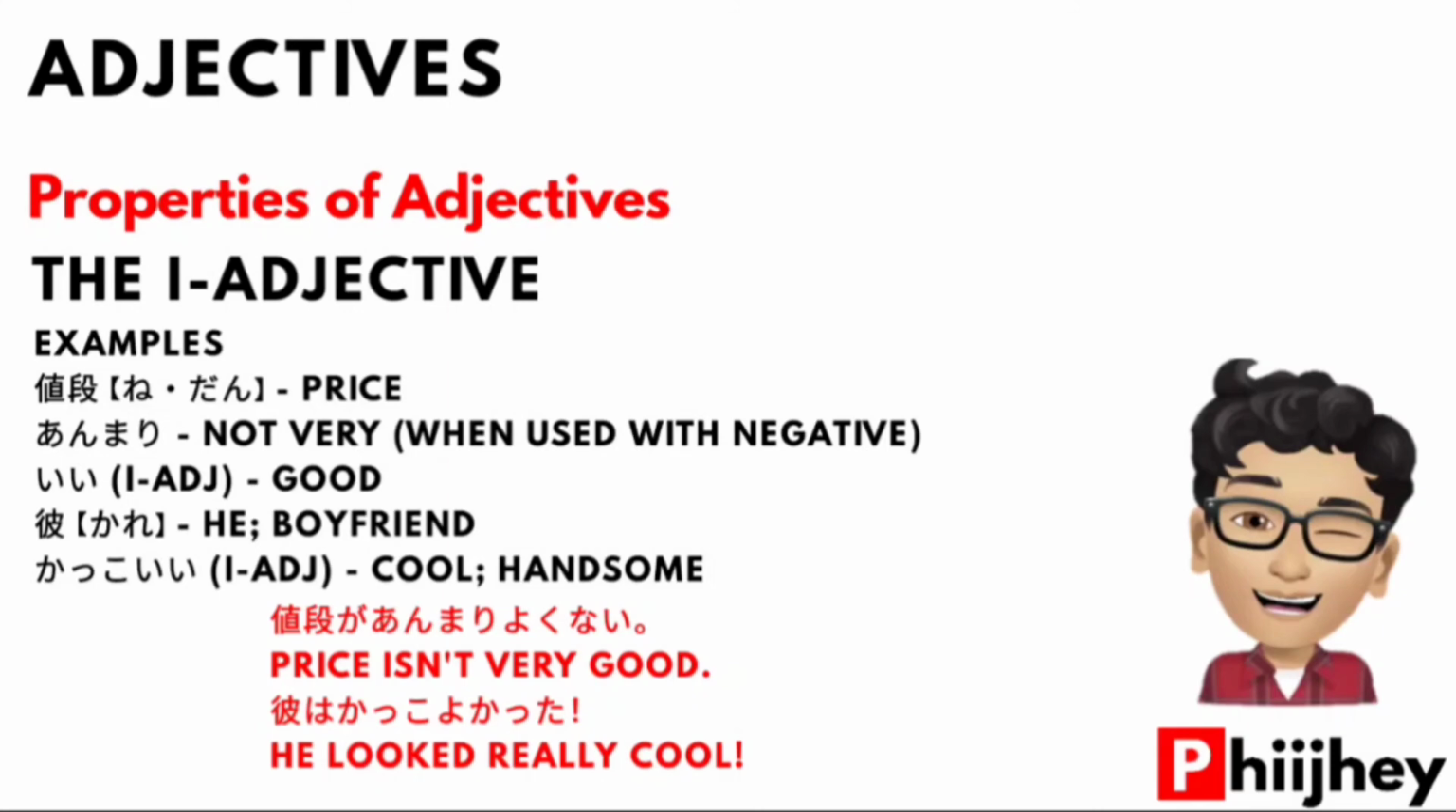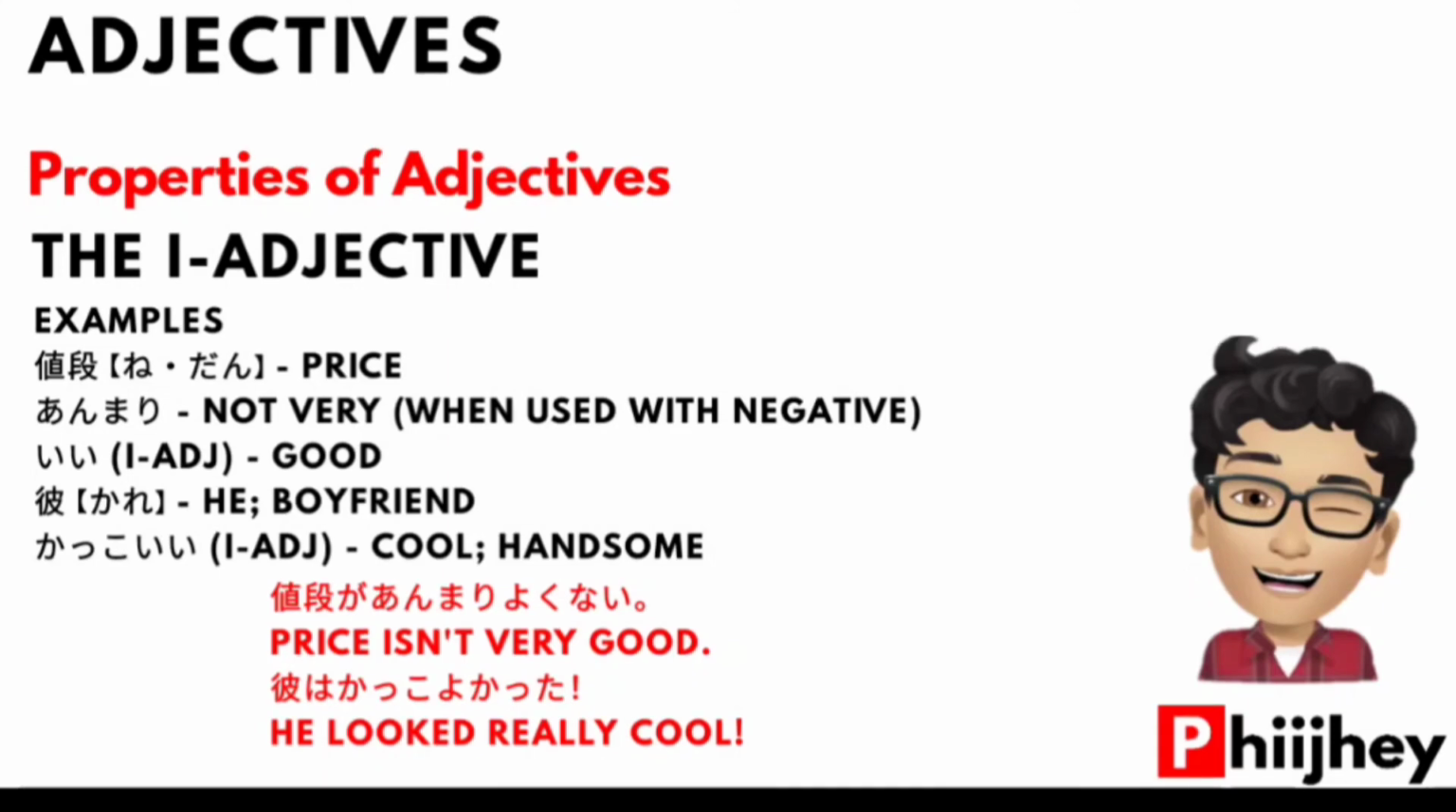For example, nedan is price. Anmari, that means not very. Ii is good. Kare is he or boyfriend. Kakkoii is cool or handsome. Nedan ga anmari yokunai. That means price is not very good. The next example is Kare wa kakkoyokatta. That means he looked really cool.